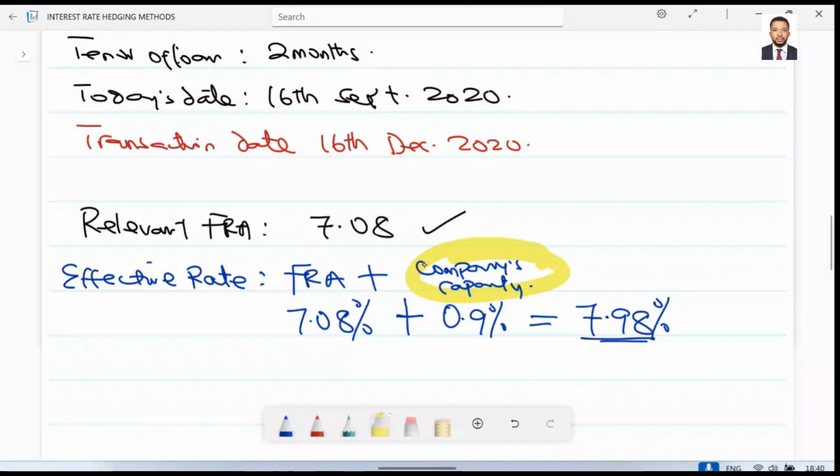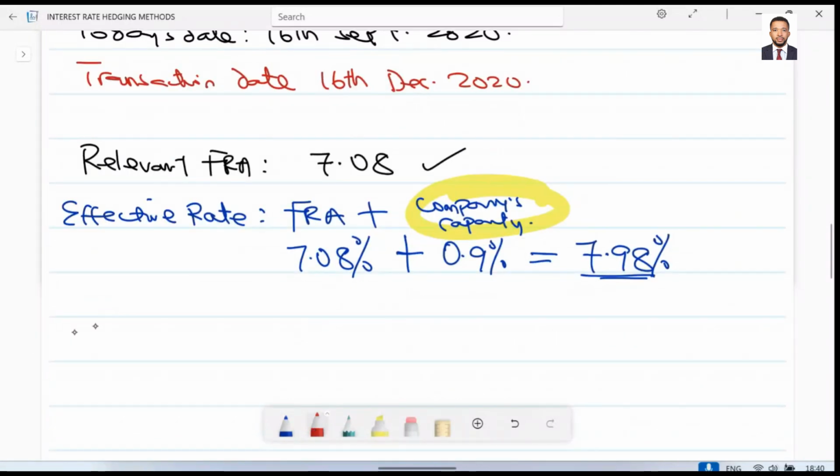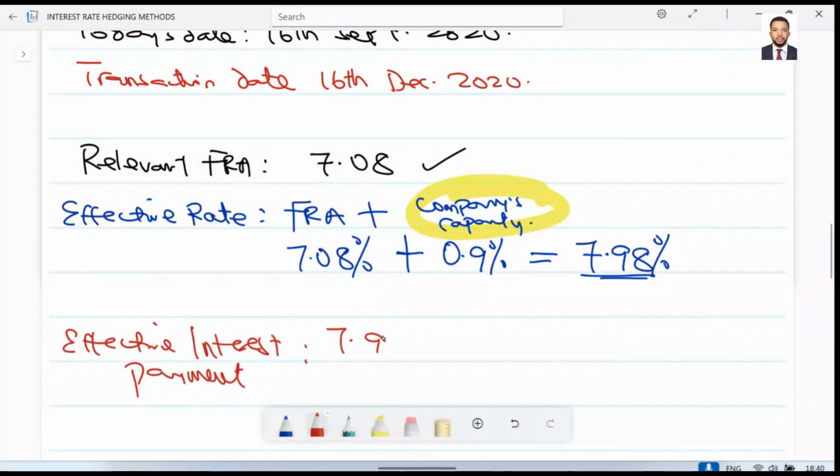Okay, thank you. Are we good? Any other question? Any issue? So the moment we get this, we are almost done. Now, a short approach that we'll do here is the effective interest payment, because it's a loan and we are paying interest. It will be 7.98% multiplied by how much is the loan amount? 150 million. Multiplied by how many months? 2 over 12.